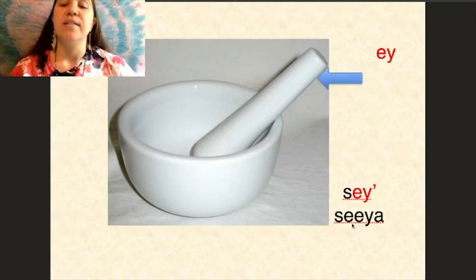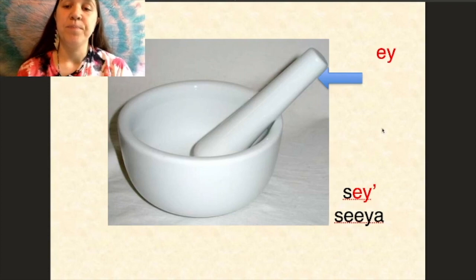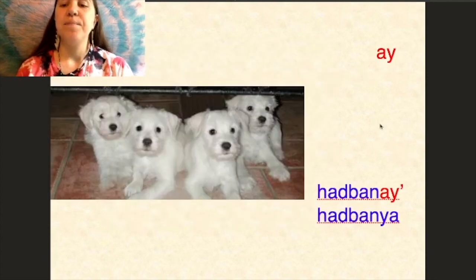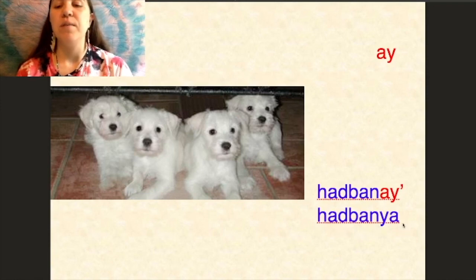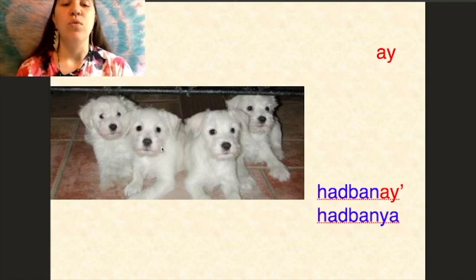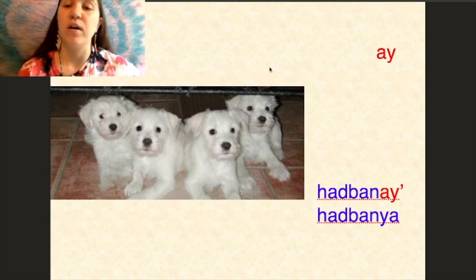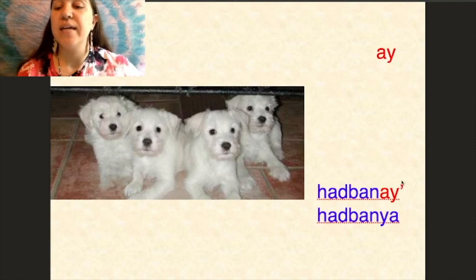So this one is seiya, and this is the word for a pestle. Say, ei. In ai, we have hatbanai. And the object form for the number four is hatbanya. So we have yet, bonoi, shopin, hatbanai. Hatbanai, jeha. That's four dogs.